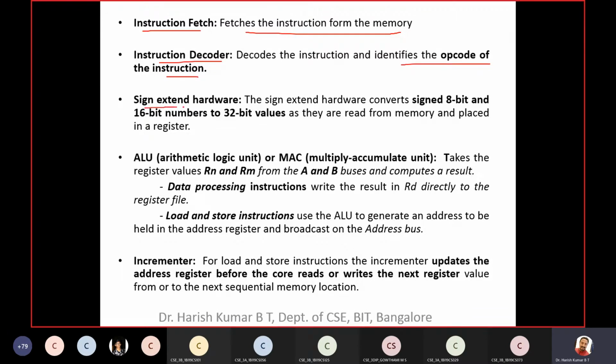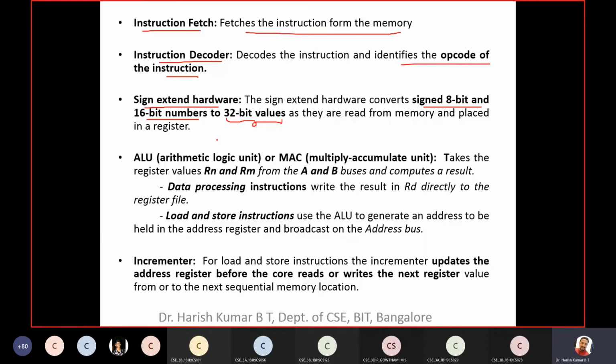And next, sign extend hardware. It will convert signed 8-bit and 16-bit numbers to 32-bit values. This I can demonstrate also, because we have executed the programs, and I don't know whether you remember. We did the addition program and subtraction program. For the addition program, we moved the number 11. We wrote MOV R0, #11. In the register it was B, instead of 11: 7 zeros and a B.